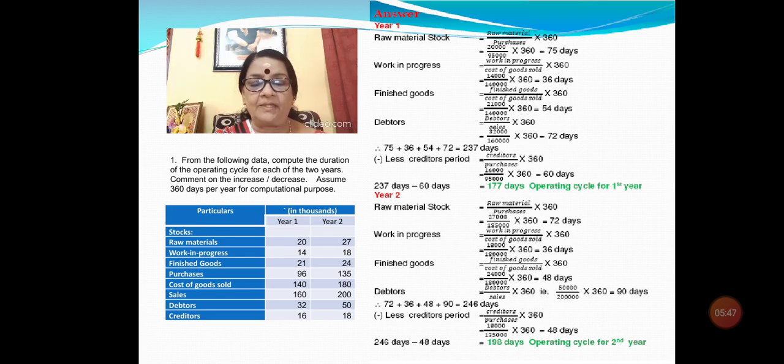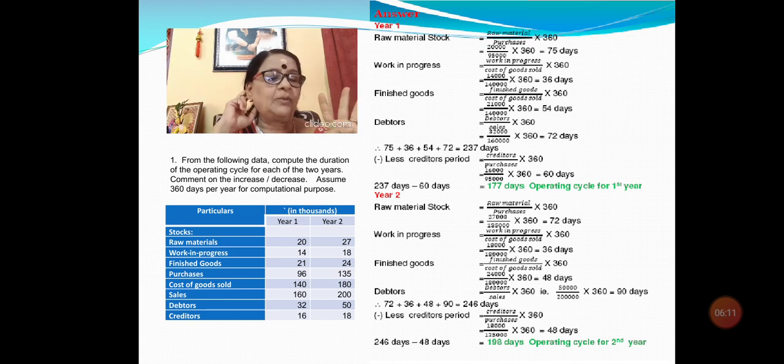Then debtors turnover is given. Debtors turnover means debtors divided by credit sales into 360. Debtors is 32,000. Sales we can assume as credit sales, that is 1,60,000, into 360. So all the four factors we got the answer. That is 75 plus 36 plus 54 plus 72.